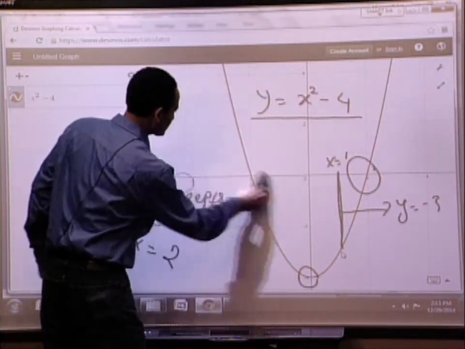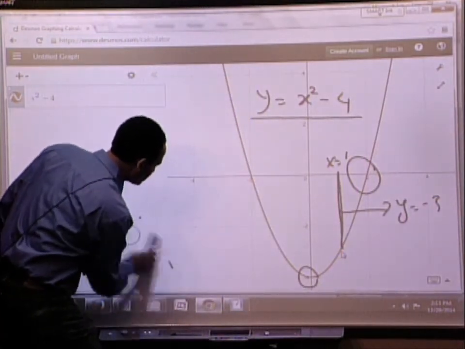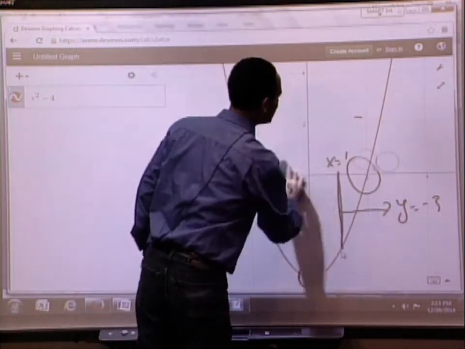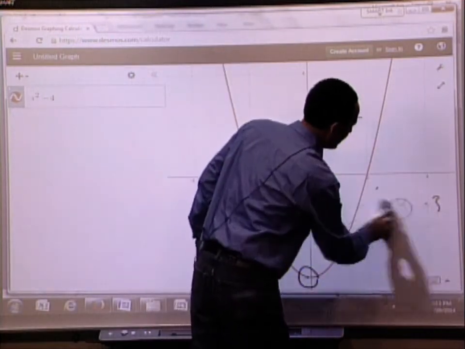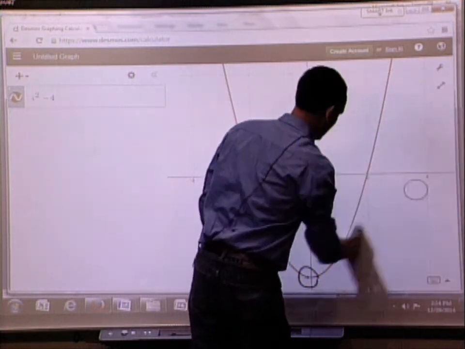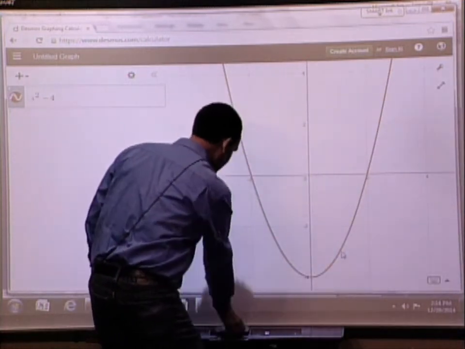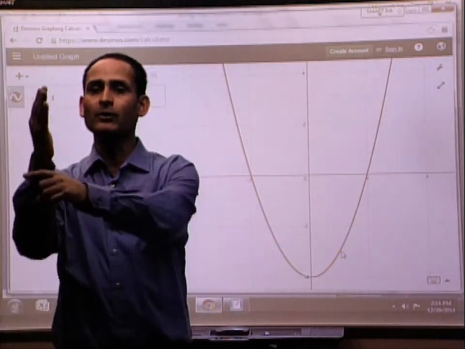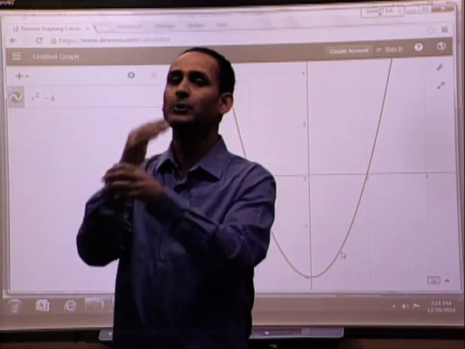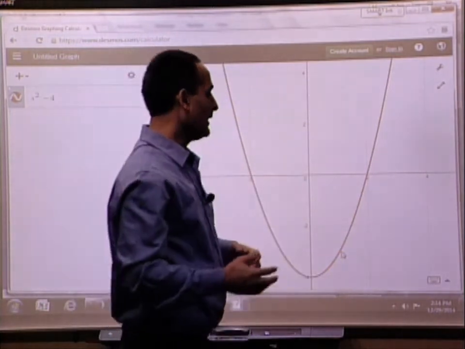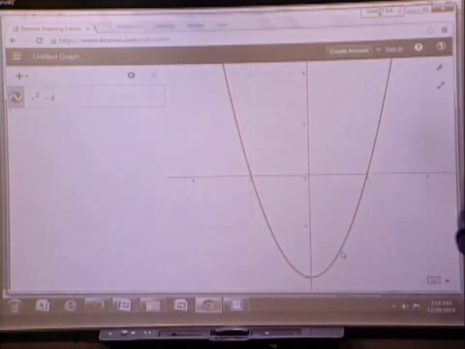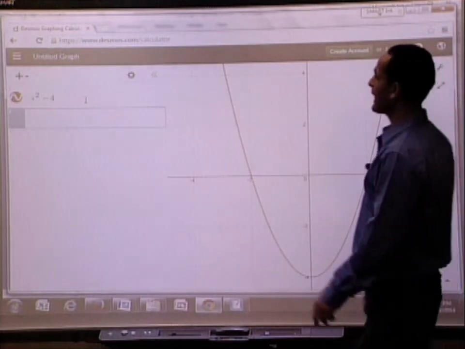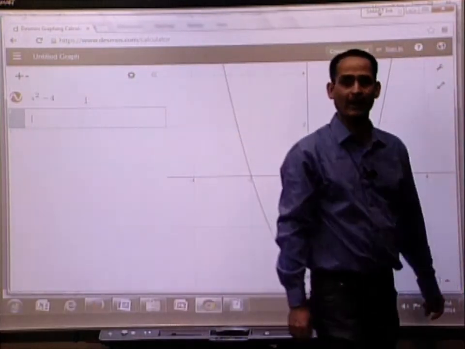We can do a lot more using this graphing calculator. Suppose two equations are given and we want to know where they intersect. We want to find the point of intersection. If we want to find the point of intersection given two equations, what we need to do is graph both equations. So I am graphing two equations. One of the equations I am using is y equal to x squared minus 4.